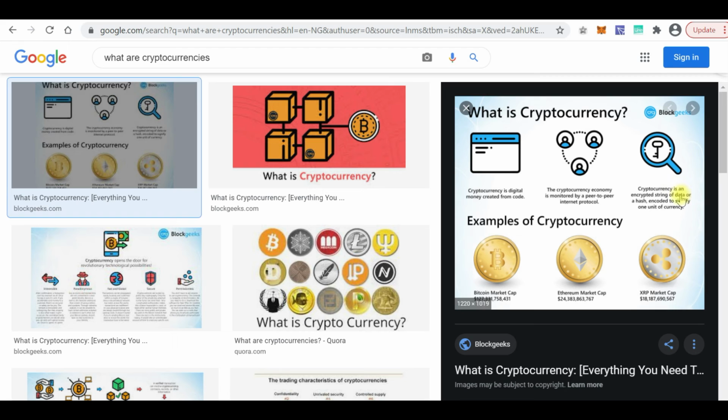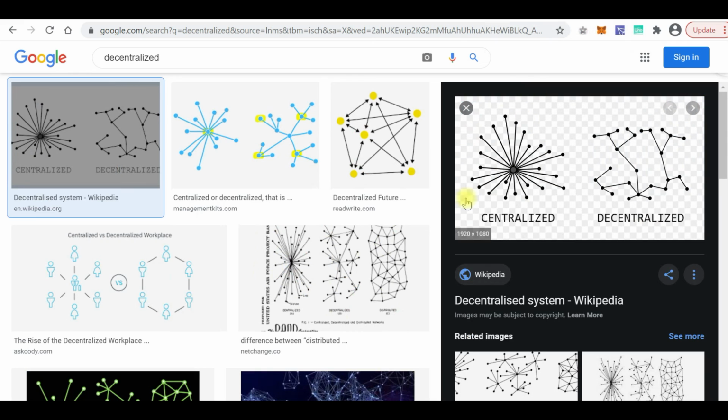Now, cryptocurrency is an encrypted string of data or a hash encoded to satisfy one unit of currency. So this is referring to cryptography, right? This is the security of your money, making it impossible for you to counterfeit, making it impossible for you to double spend. Now, examples of cryptocurrency. Now I have the Bitcoin, Ethereum, and XRP, which is Ripple. Now let me show you another pictorial representation of centralized and decentralized.